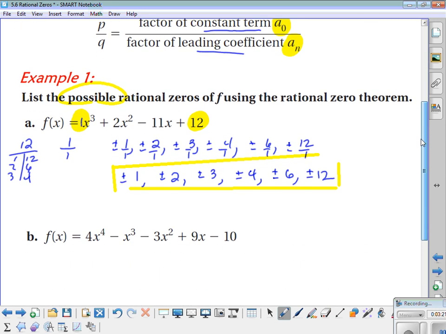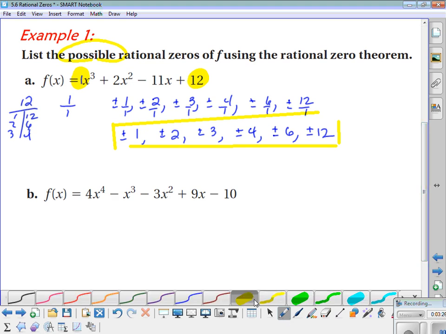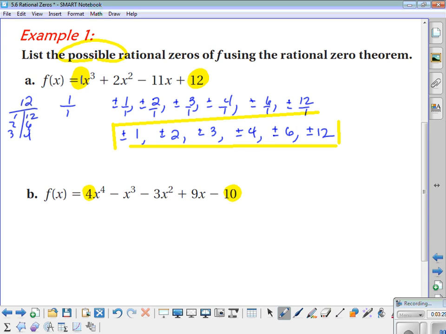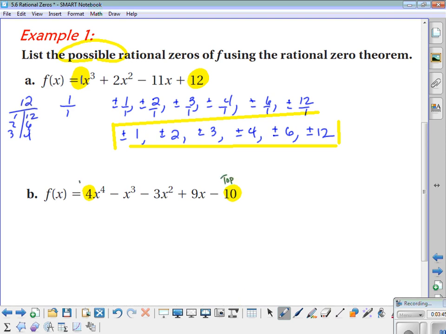Let me do one where my leading coefficient is not 1, just so you can see what happens there. Now I'm concerned about the 10 and the 4. Which factors are going to go on top? The factors of the 10 or the factors of the 4? Which one did I say goes on top? The constant or the leading coefficient? The constant, okay. So you want to remember that. The constant is going to be on the top of the fraction, and the leading coefficient is going to be on the bottom. I usually write the factors of the constant first so that I don't accidentally write my fractions upside down.